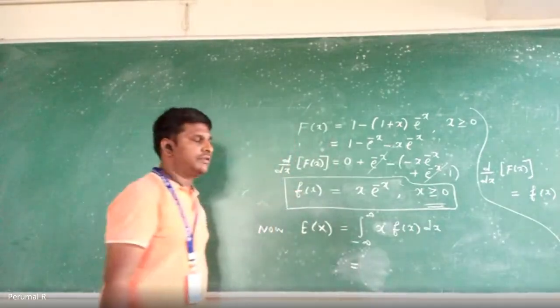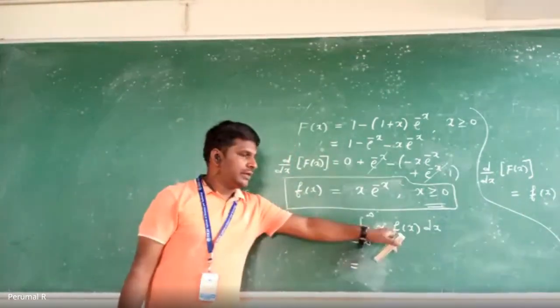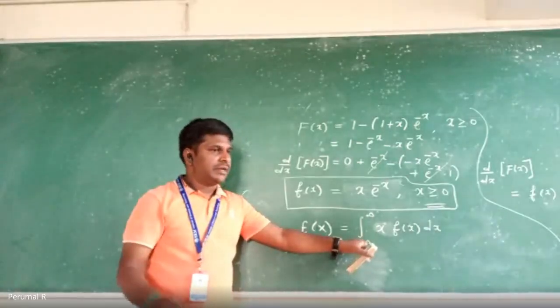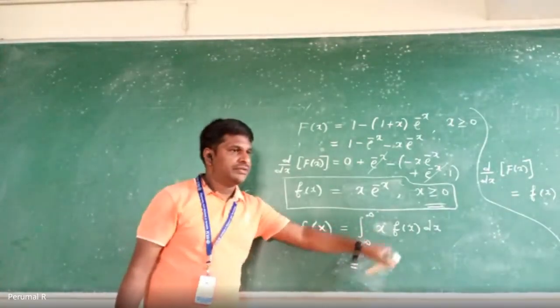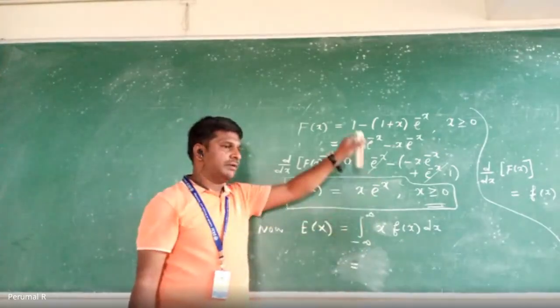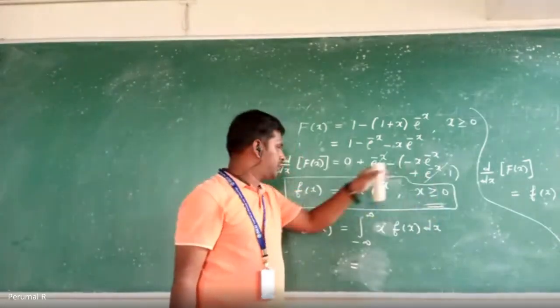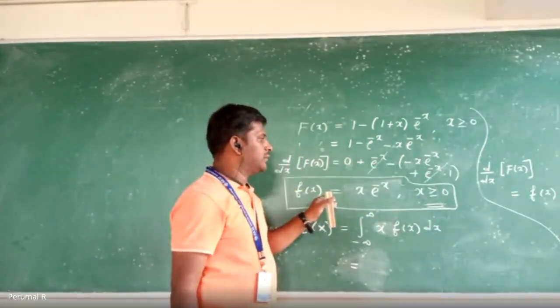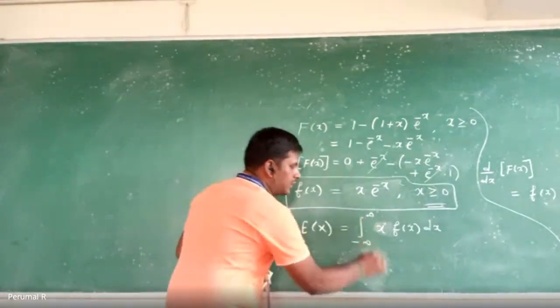Okay, x greater than or equal to 0 only. Therefore, we can't directly substitute here. So we split this interval into two parts, minus infinity to 0 and 0 to infinity. Is it correct? Because capital F is valid for x greater than or equal to 0, and that is also satisfied by small f of x. So x greater than or equal to 0 means we can't substitute directly here.